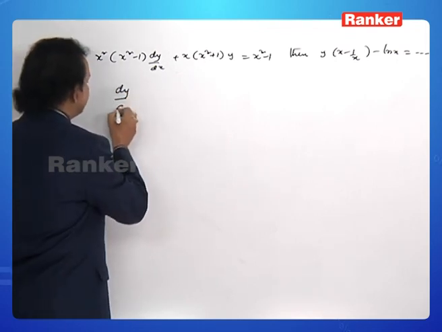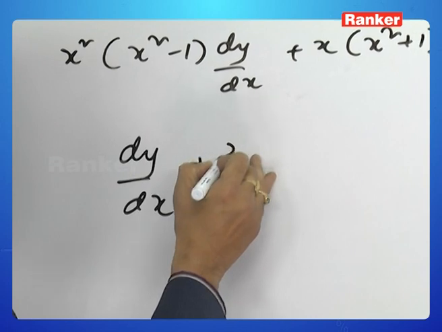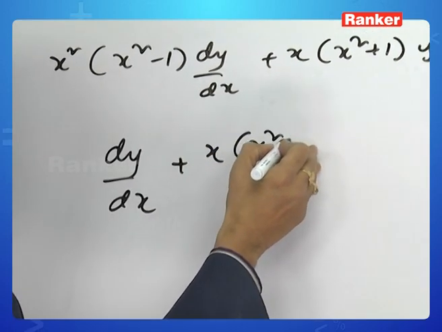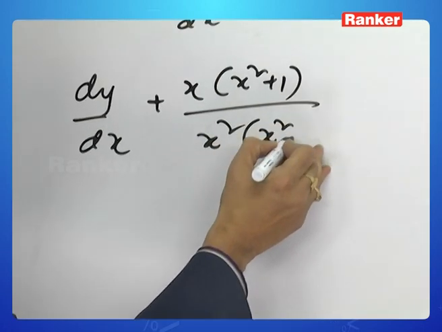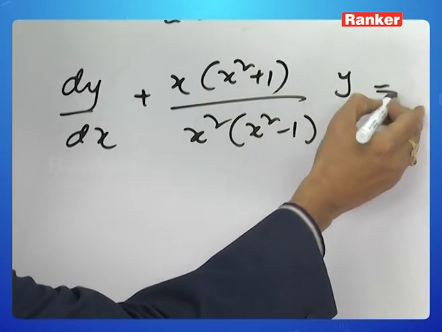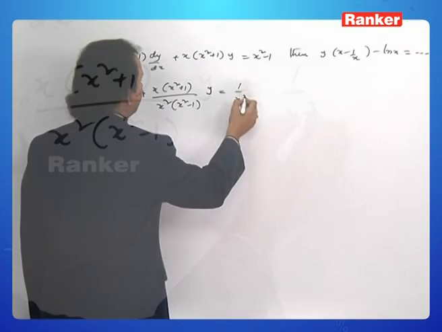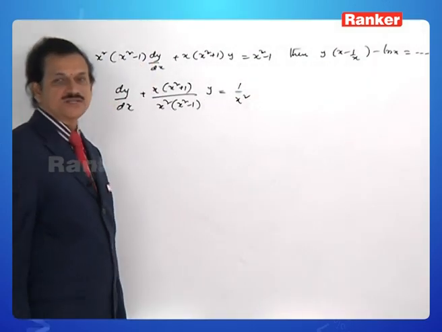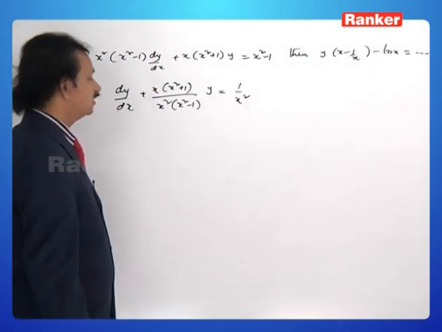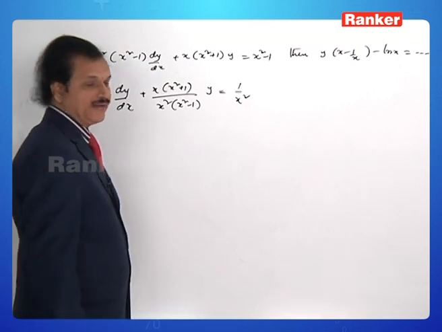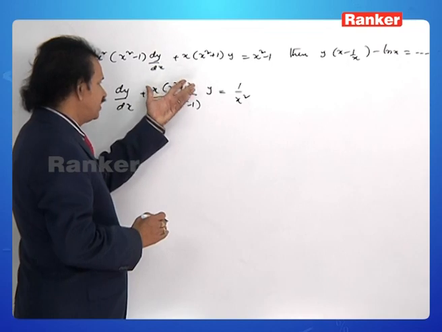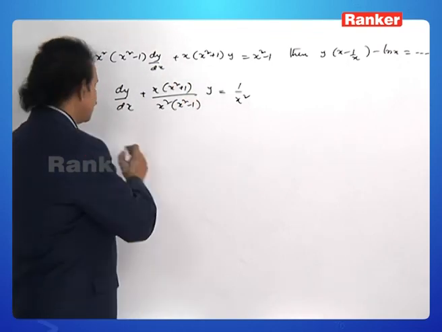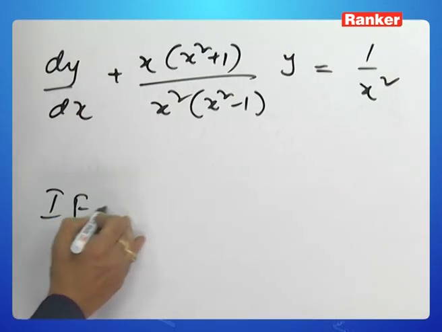What is going to happen? dy by dx plus x into x square plus 1 by x square into x square minus 1 into y is equal to 1 by x square. Is it right? Of course. Is it linear in y? Surely linear in y. dy by dx plus py is equal to q.